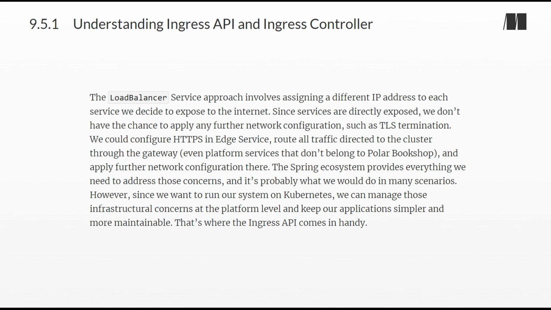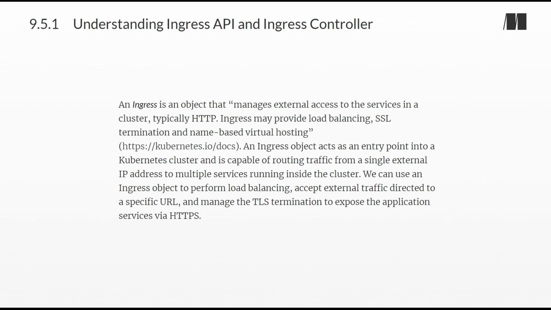That's where the Ingress API comes in handy. An ingress is an object that manages external access to the services in a cluster, typically HTTP. Ingress may provide load balancing, SSL termination, and name-based virtual hosting. An ingress object acts as an entry point into a Kubernetes cluster and is capable of routing traffic from a single external IP address to multiple services running inside the cluster. We can use an ingress object to perform load balancing, accept external traffic directed to a specific URL, and manage the TLS termination to expose the application services via HTTPS.